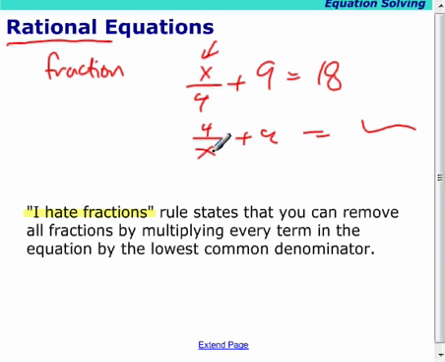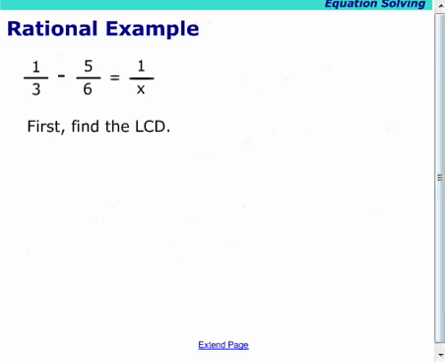The rule, I like to call it, you won't see this in a book unless I write a book, is called the I hate fractions rule. It simply states that you can remove all the fractions in the equation by multiplying every term in the equation by the lowest common denominator. Let's see how it works.